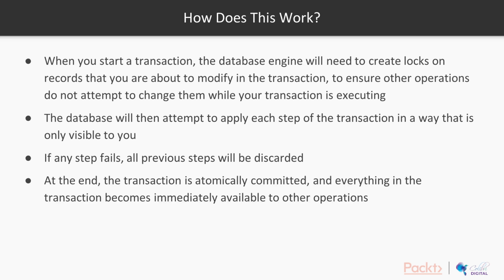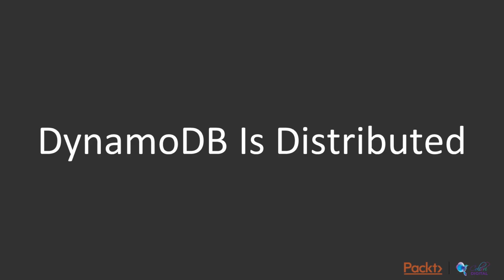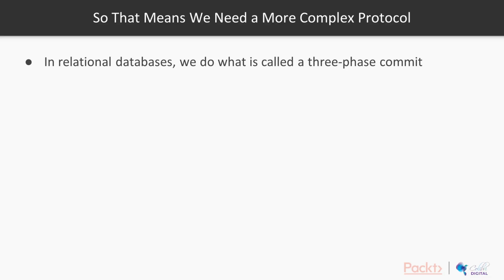And at the end of the transaction, there's a commit statement. At that point, all changes in your transaction are committed atomically. So that means they all go through at the same time. And everything in that transaction then immediately becomes available to other operations and other transactions. Now, all of this is usually possible because all data resides on a single server. But DynamoDB is distributed. Data doesn't reside on a single server. In fact, it resides on many, many servers. So that means we need a more complicated protocol for performing commits.